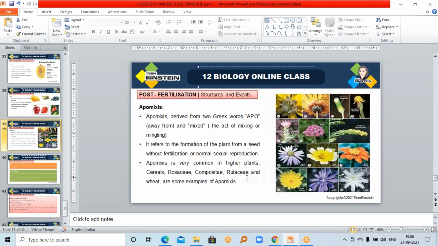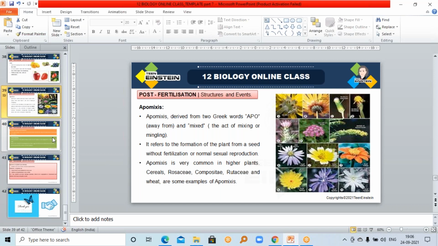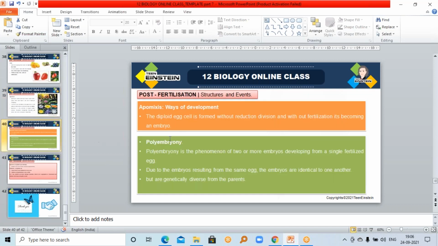In apomixis, there is no normal sexual reproduction. That means seed formation is there, but without fertilization. That is called apomixis. Got it? Then in this, the diploid egg cell is formed without reduction division, and without fertilization it becomes an embryo. There is no reduction division, and without any fertilization, it is forming an embryo. That is happening in apomixis.